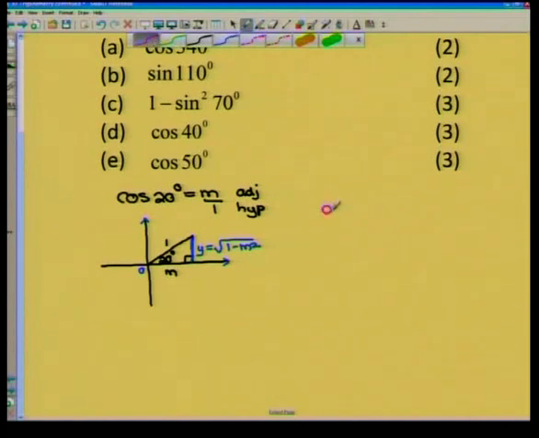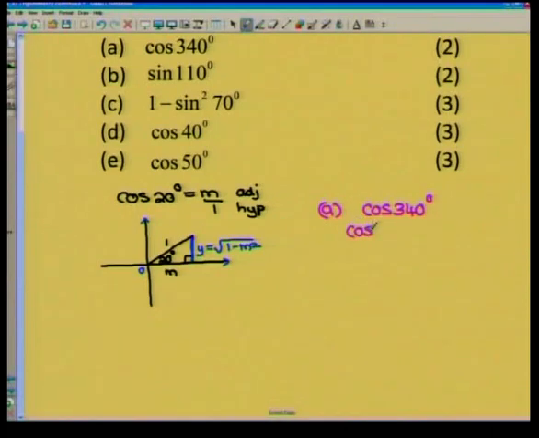Right, let's start with A. A asks me to work out the cos of 340 degrees. Now, a good idea with this kind of question is always to reduce the angle first. And we reduce using our normal reduction. So we use our 180 minus, our 180 plus, our 360 minus. We avoid our 90 minus and our 90 plus, our 270 minus and 270 plus, because in actual fact that just makes life complicated. So our first reduction is always using our 180 minus, 180 plus, 360 minus.